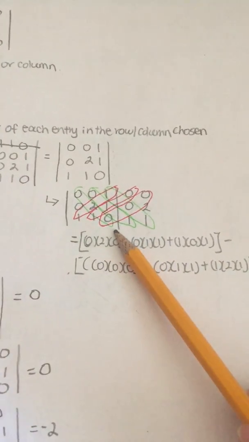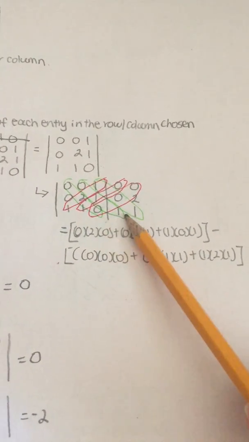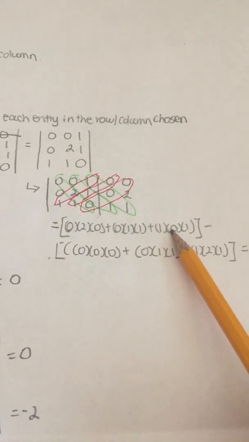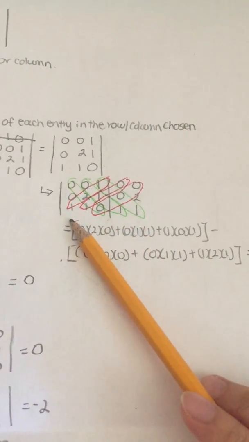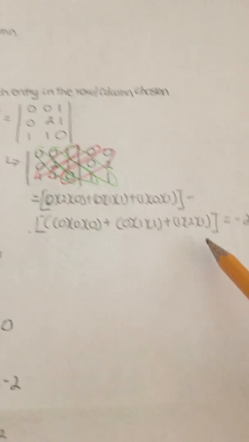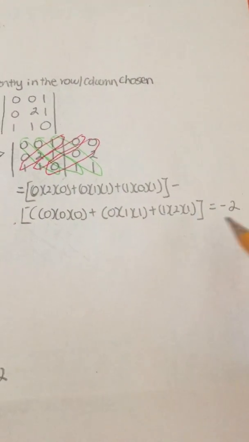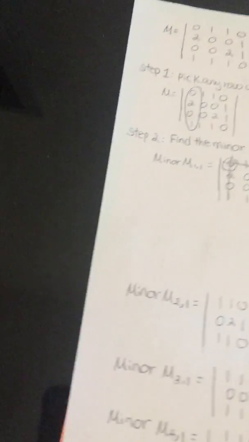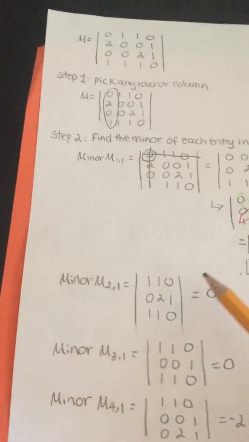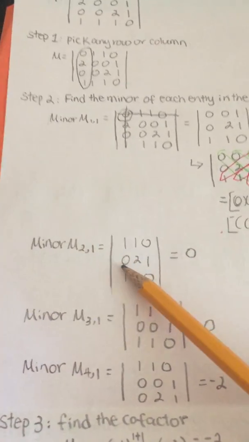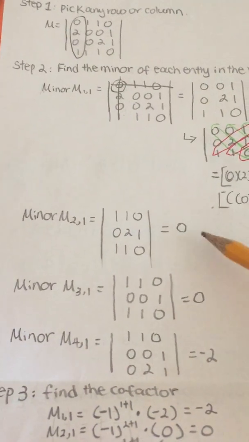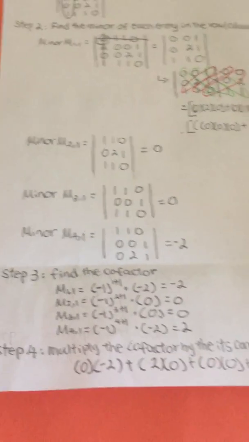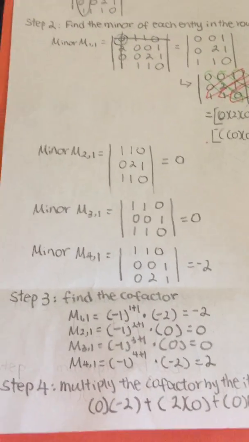So I find the product of each of these diagonals, and then I add them together, and then I also find the products of each of these diagonals pointing to the left, and I add them together, and then finally I subtract the 2. I get -2. So basically, I would do the same thing for the positions 2, 1, 3, 1, and 4, 1, and these are the determinants that I get. And step 3 is to find the cofactor.